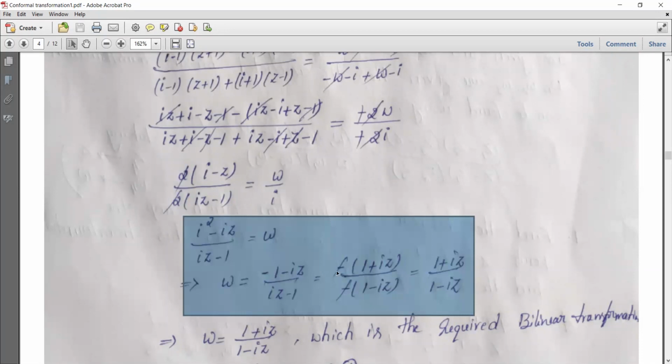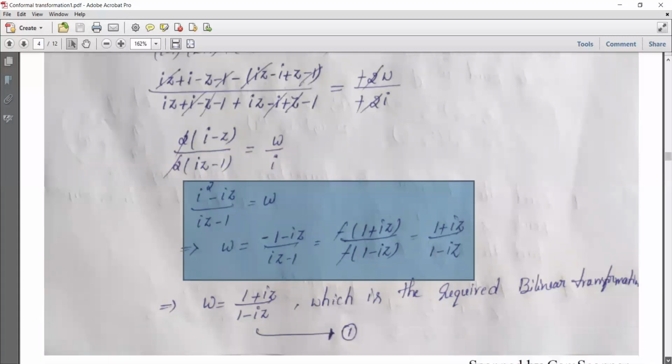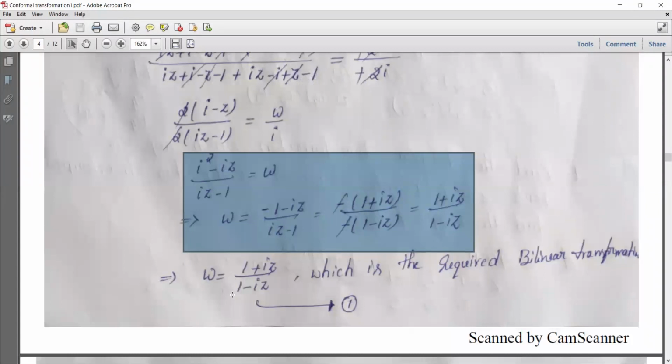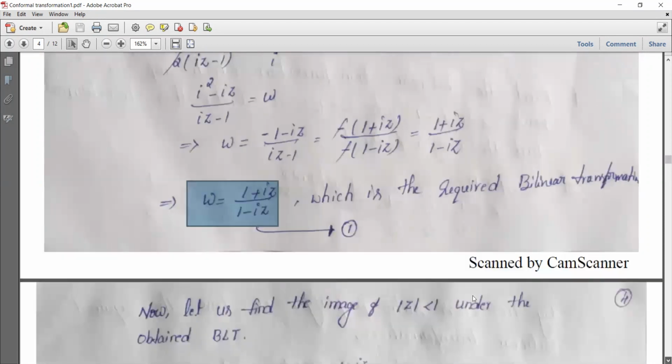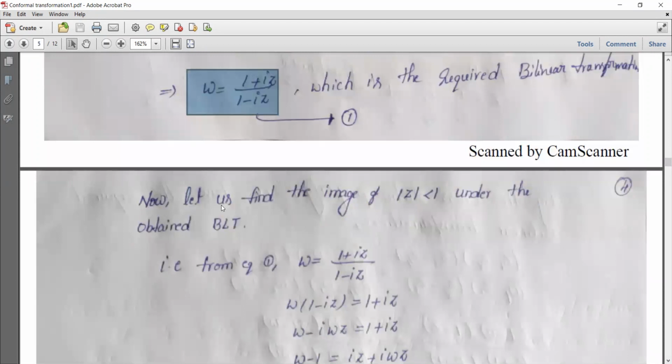That is equal to, taking minus common from numerator and denominator, minus of (1 plus iz) by minus of (1 minus iz). That is equal to 1 plus iz by 1 minus iz. So w is equal to 1 plus iz by 1 minus iz, which is the required bilinear transformation. So now one more question is there in the first.